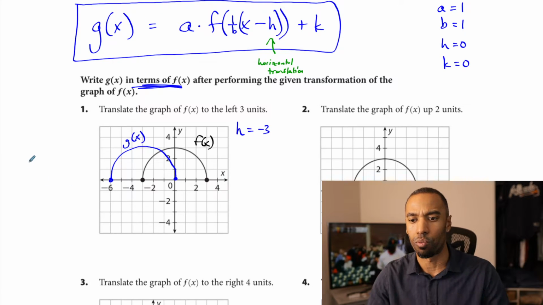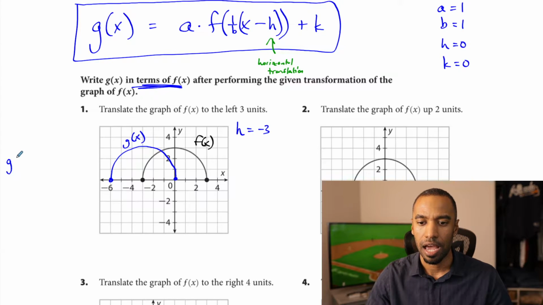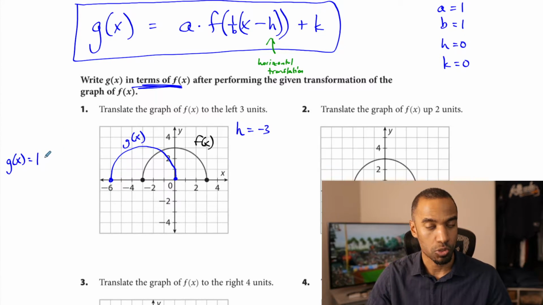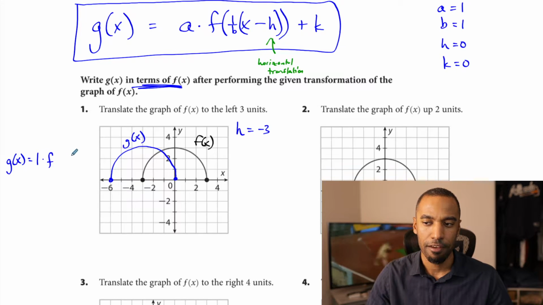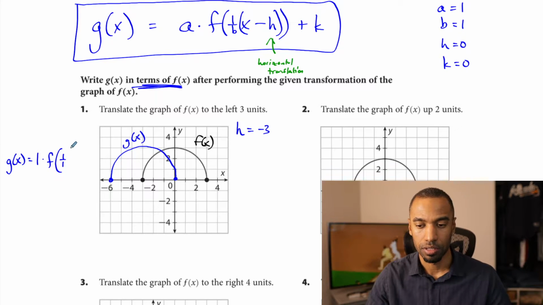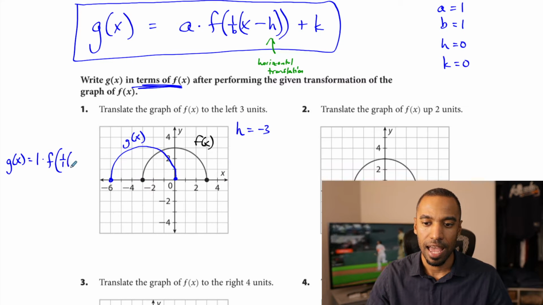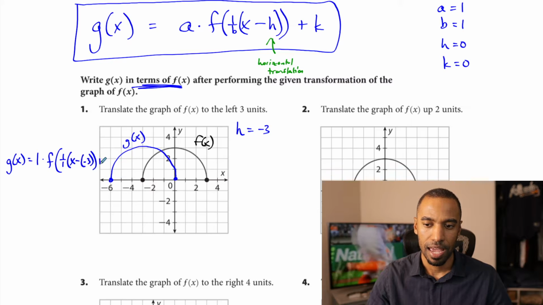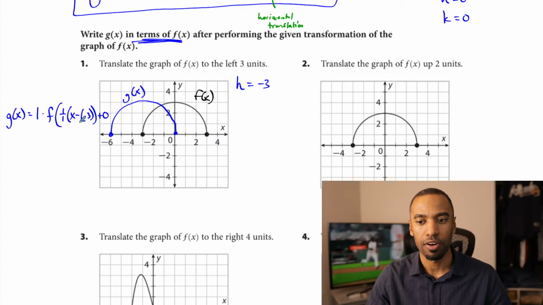Let me give you the raw form here, just so you know what I mean by the things going away. This equation would look like this. G of x equals, a would be 1 because we didn't vertically stretch, compress, or reflect. We'll multiply this by f of the b, which is 1 over 1, no horizontal stretch or compression here, no vertical stretch or compression here. And then x minus -3, and then plus 0. That's the raw form of this thing. And I know that looks very confusing.